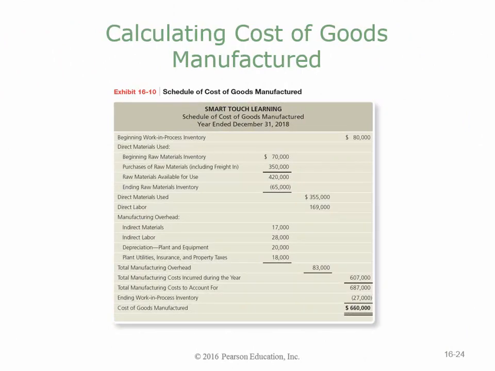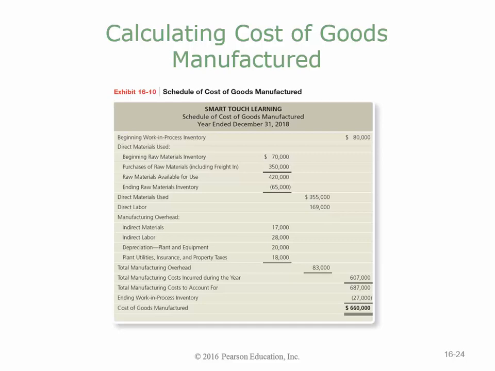So you'll see, as well as you can see it, this is the schedule of cost of goods manufactured. Again, you can look it up in the ebook if you need to, Exhibit 16-10. We have our beginning work in process inventory. Then we add in the direct materials that we used, any cost of direct labor, any manufacturing overhead, gives us total manufacturing costs. Then we subtract out our ending work in process inventory, and that gives us our cost of goods manufactured.